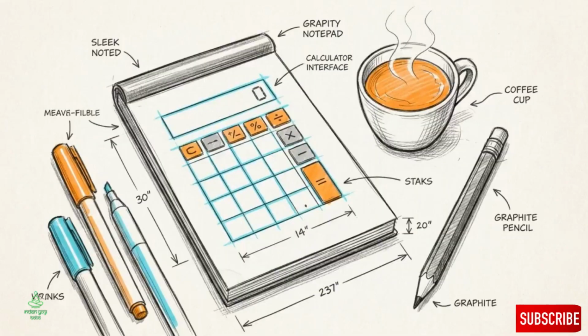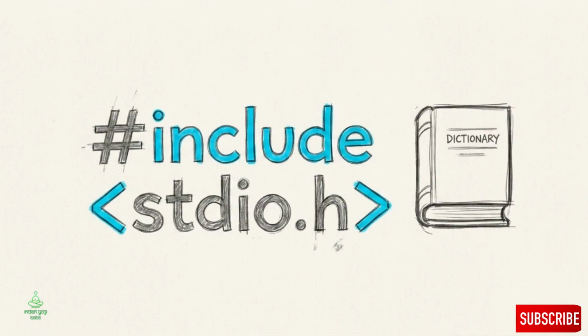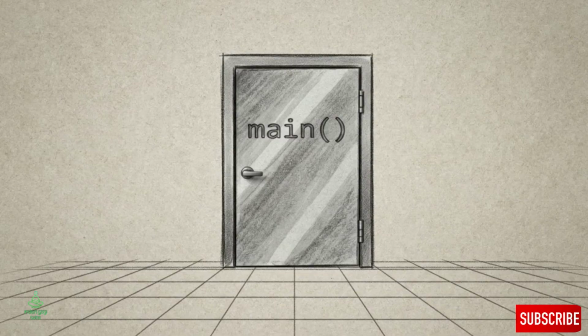Let's put these concepts to work by building a calculator program that asks for two numbers and adds them together. We always start with a few setup lines. We include header files, which act like dictionaries, so our program knows how to execute commands. Then we write main, which acts as the front door where the computer actually starts reading our instructions.